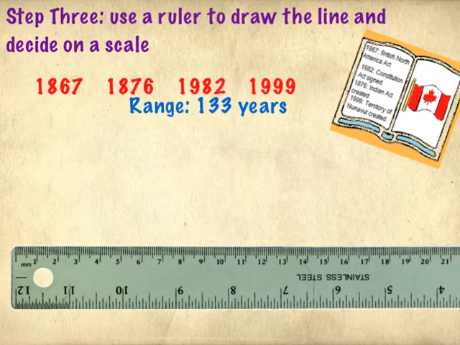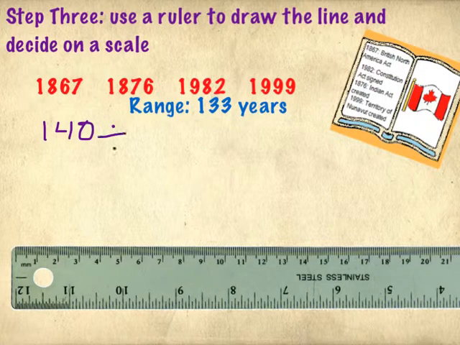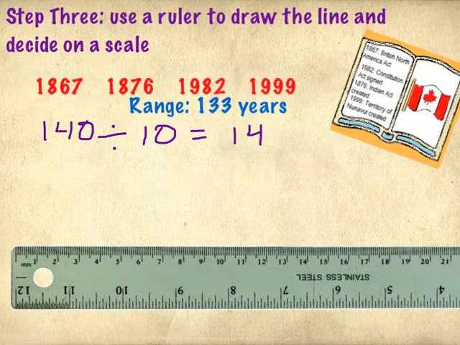So next up, I'm going to use my ruler to draw the line and decide on a scale. I want my number line to be spaced nice and evenly, and 133 years is way too long to use a notch for every year. So I think I'm going to do 1 centimeter for every 10 years. Now 133 doesn't divide nice and evenly by 10, so I'm going to have to do some rounding, and that's okay. I'll round up to 140. And if I go 140 years divided by 10, since I said I'm going to make each centimeter 10 years, my line is going to be 14 centimeters long. So I'm going to make a line now that will be 14 centimeters.